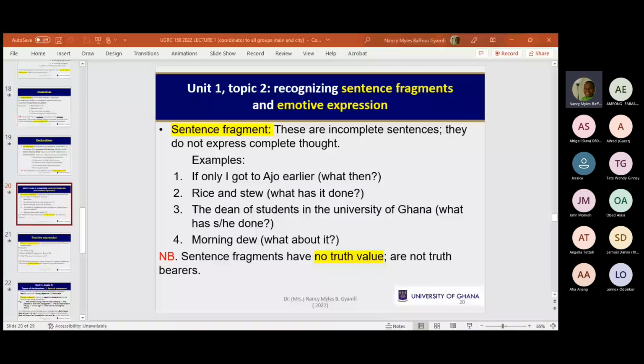Thank you. I would have added, where is the rice and stew? Simple. Where is the rice and stew? You see, I'm seeking information. Where is it? So that there is no ambiguity whatsoever.